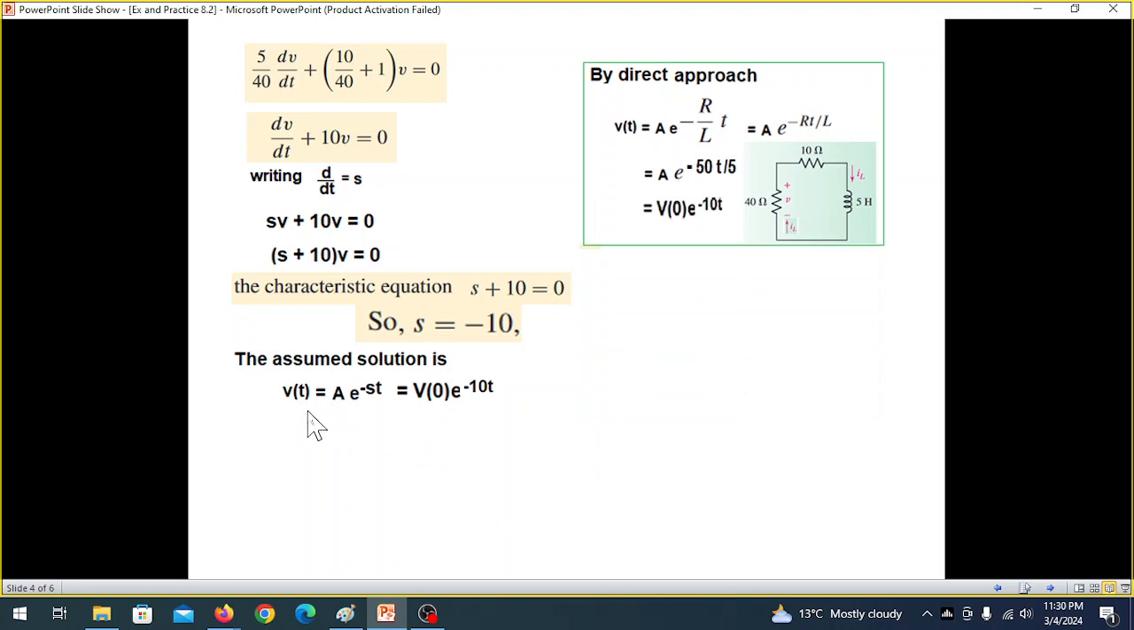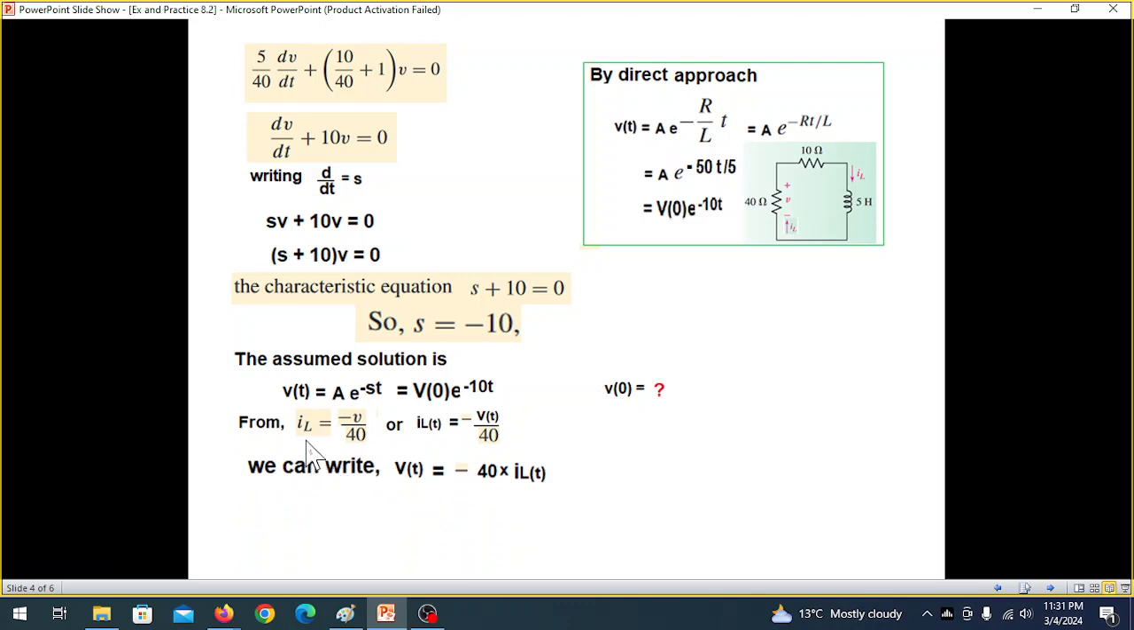Okay, now up to this point, we could have done it directly also. We know that Vt is a constant times e raised to the power minus R over L t, or it can be written in this way as well. From the circuit, R is 40 plus 10, 50. So 50 divided by L is 5. So we can get this directly also. Anyway, now we need to find V0.